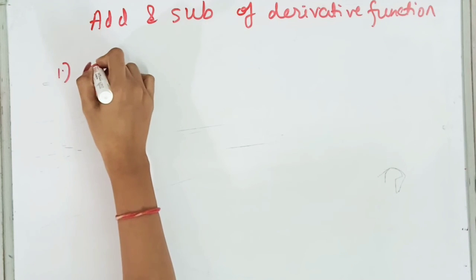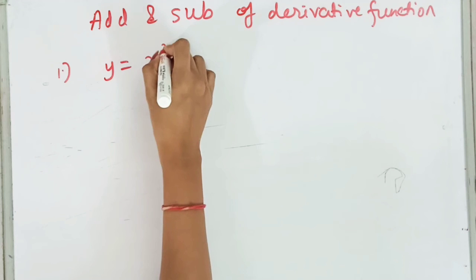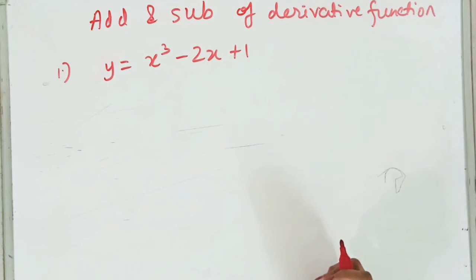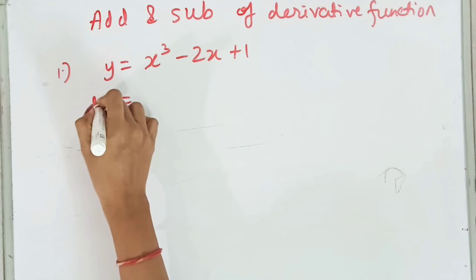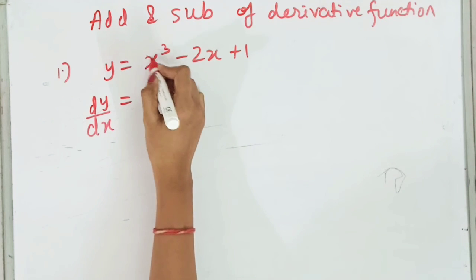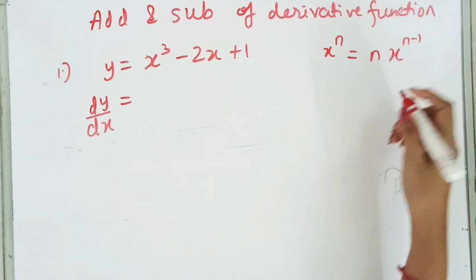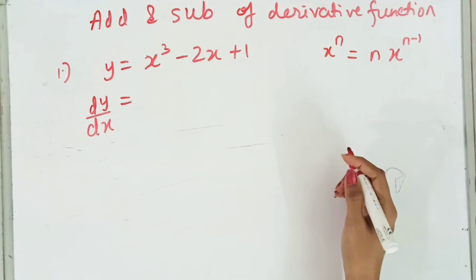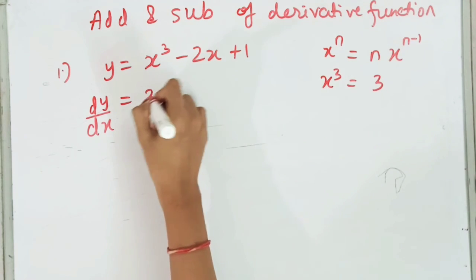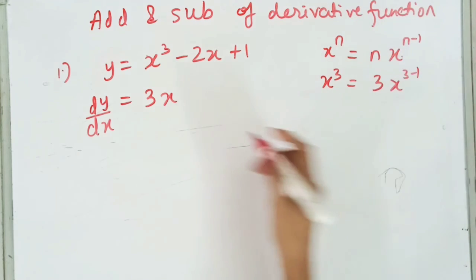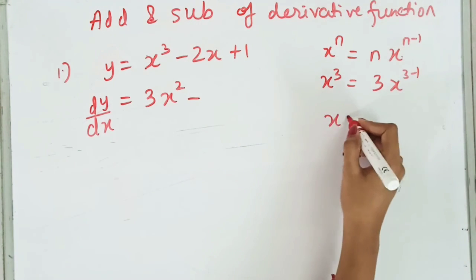Suppose we are given the function y is equal to x cube minus 2x plus 1. We have to find the derivative of function y. So dy by dx is equal to the derivative of x cube. We have seen that the derivative of x raised to n is n times x raised to n minus 1. So the derivative of x cube will be 3 times x raised to 3 minus 1, that is 3x square, minus 2 into the derivative of x, which is 1.